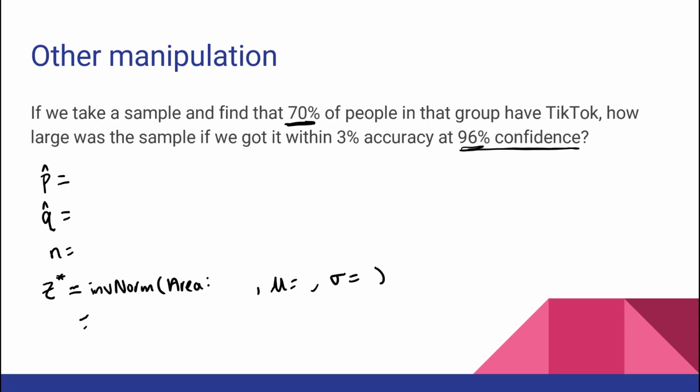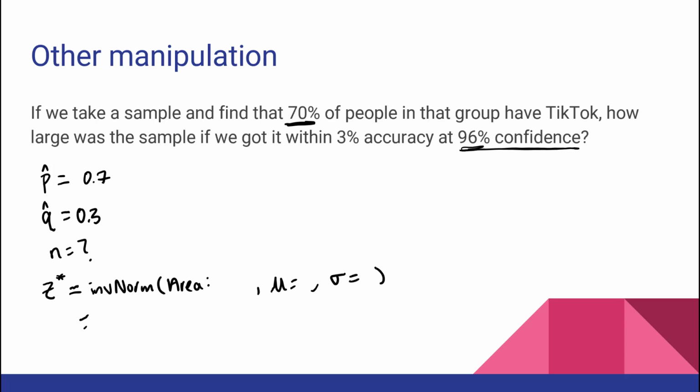So our p-hat is 0.7 for 70%, and from there we can get q-hat too, because we know that p-hat and q-hat are closely related because they add up to 1. So 1 minus 0.7 is 0.3, which is equal to q-hat. Now our n we don't know, so we'll just skip that for now.